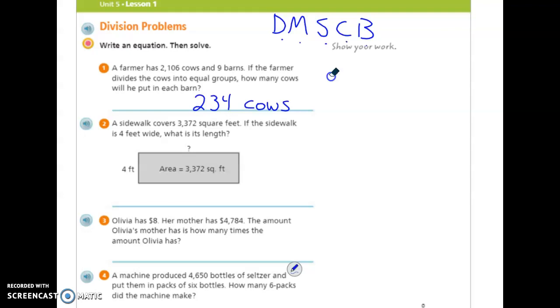Okay, so hopefully you have enough space here. Copy the problem down over here. It looks like this. The sidewalk covers 3,372 square feet. If the sidewalk is 4 feet wide, what is its length? You remember when you're finding area, it's length times width. They gave you the width, they gave you the area, but they didn't give you the length. So to find the length, we're going to divide.